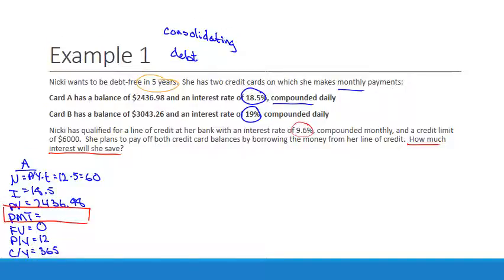Okay, so you plug all that into your calculator, and you will get $62.73. So that'll be the monthly payment that Nikki would have to pay per month in order to pay this off.